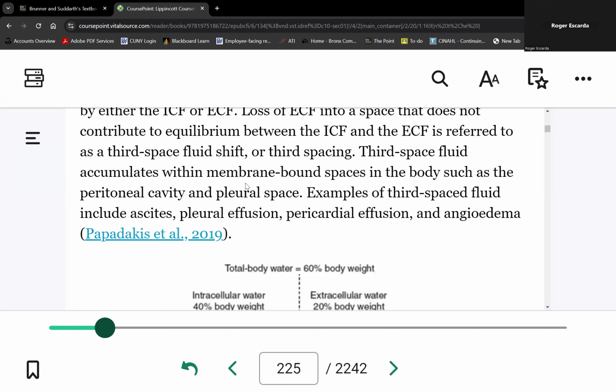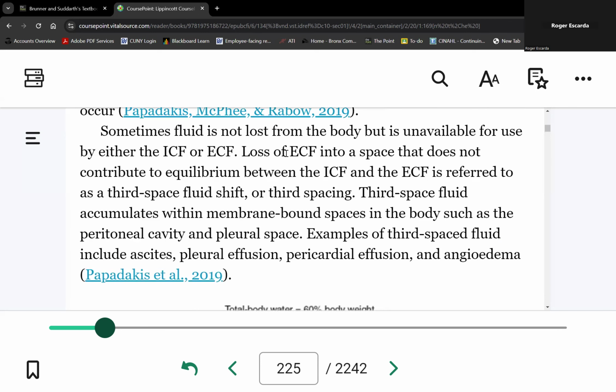What makes third spacing different from edema, which is caused by hydrostatic pressure? Third spacing, as I mentioned, is caused by an imbalance between the concentrations of the fluids. Okay, now plasma, what is plasma?